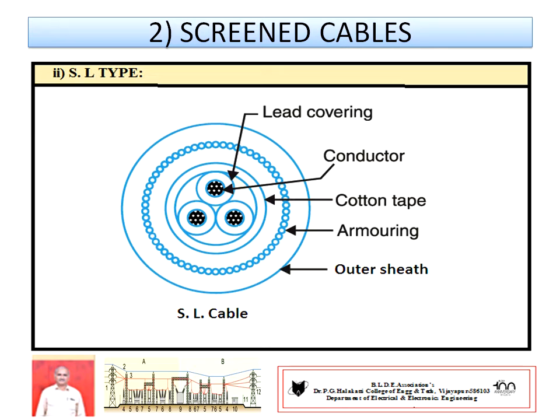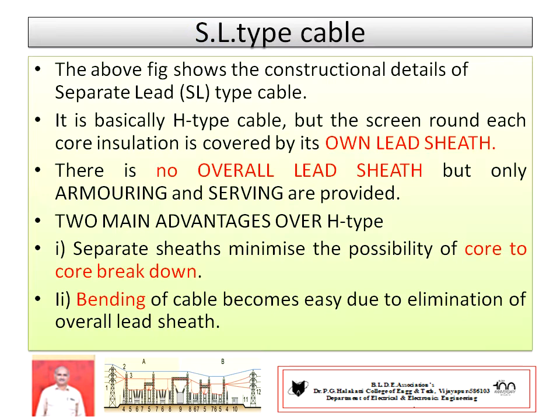This lead sheath covering will produce screening action to the conductors. Hence, we are getting some advantages. The SL type cable means separate lead; the name itself shows SL, separate lead type cable. It is also basically an H type cable, but the screening action around each core is provided by a lead sheath.